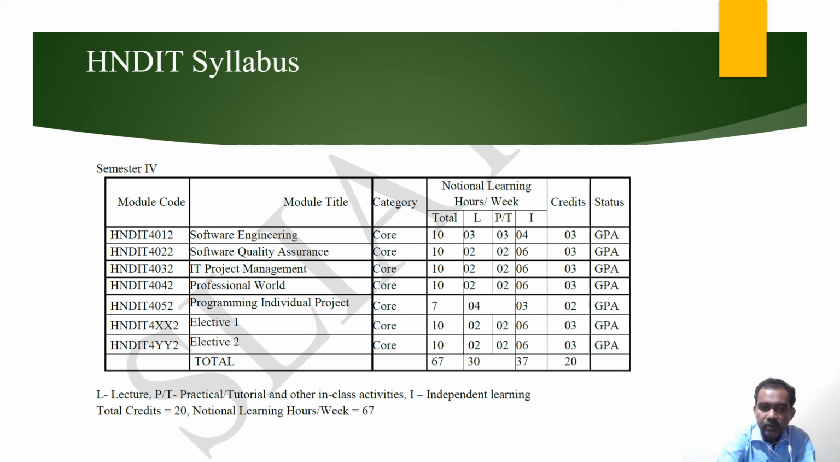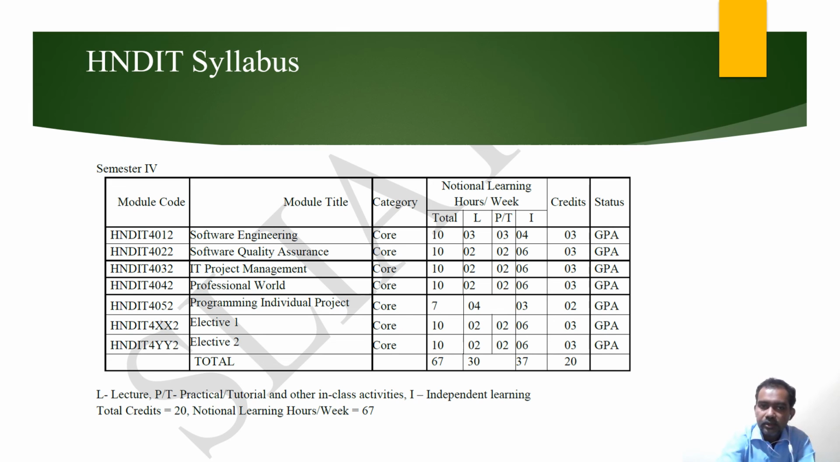The next one is HNDIT 4052. Programming individual project. Core subject, 4 practical hours per week and credit value is 2, GPA subject. Then you can see elective 1 and elective 2 depends on the time to time. That time we will offer the subject. It has 2 lecture hours per week and 2 practical hours per week, both subjects, and credit value is 3 and GPA subject. So this is the second year, second semester.